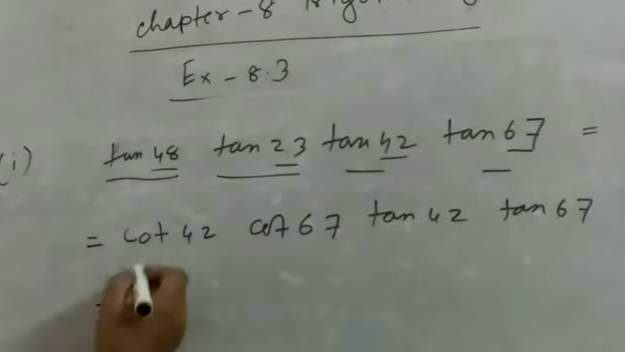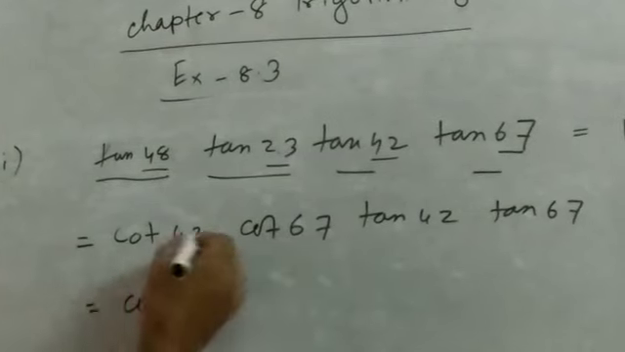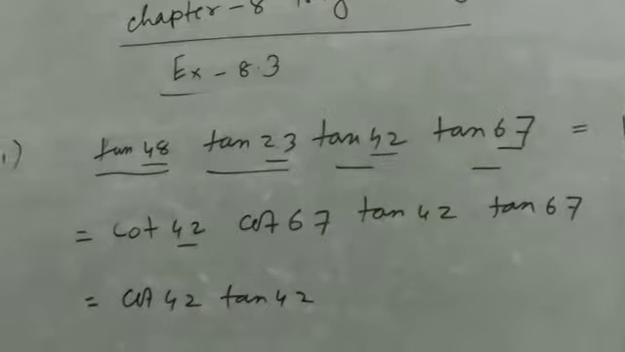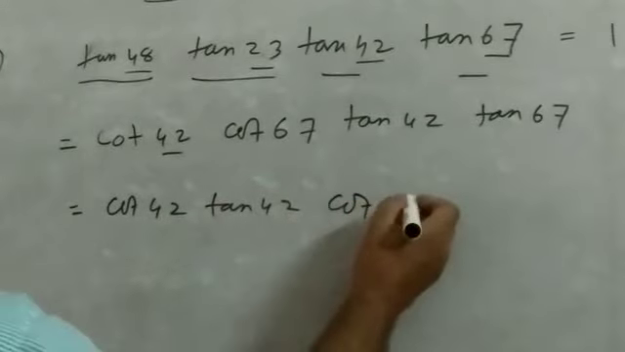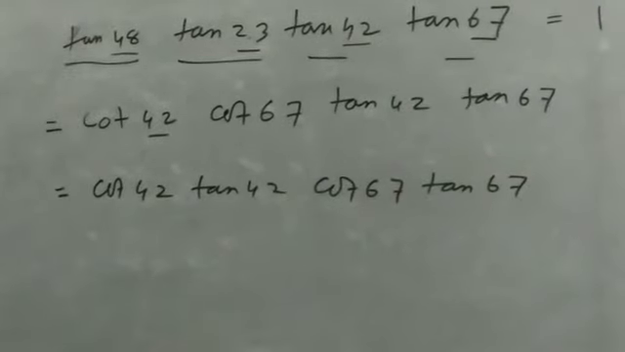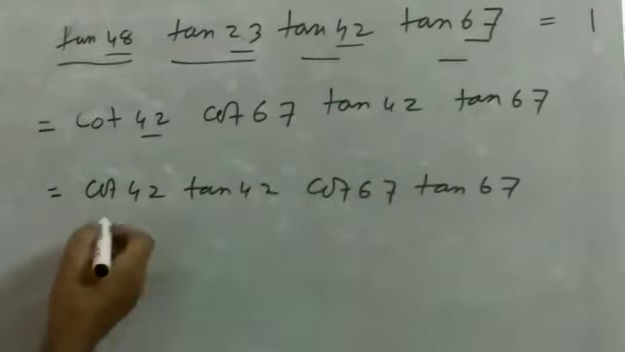Now we will arrange. So cot 42, according to the angle, we will change it. Cot 42 and tan 42, these 2 terms we write together. And then cot 67 and tan 67, these 2 terms. We have arranged the terms tan 42 and cot 42 according to the angle.